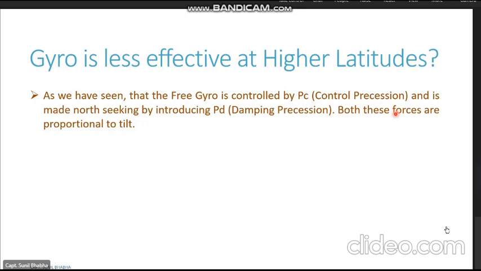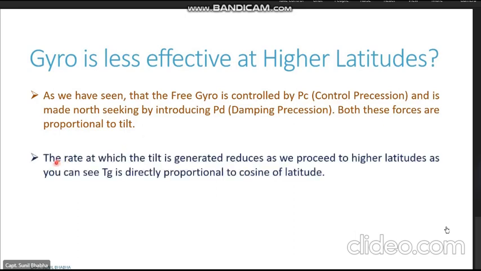Now both of them, PC as well as PD, are proportional to tilt. That means if there is no tilt, there will be no PC and there will be no PD. Now the tilt is generated by tilting, or you can say the rate at which the tilt is generated is known as tilting, and tilting reduces as we proceed to higher latitudes.